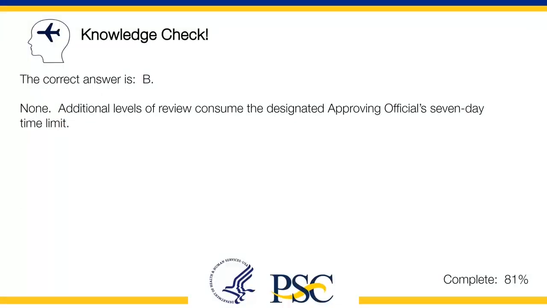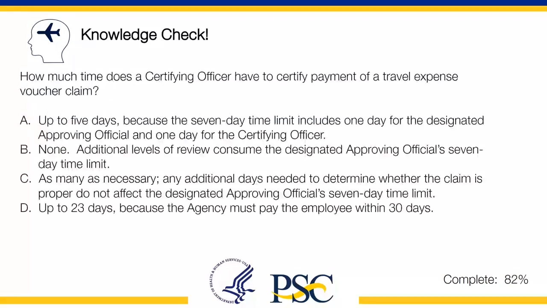The correct answer is B. None. Additional levels of review consume the designated approving official's 7-day time limit. How much time does a certifying officer have to certify payment of a travel expense voucher claim?